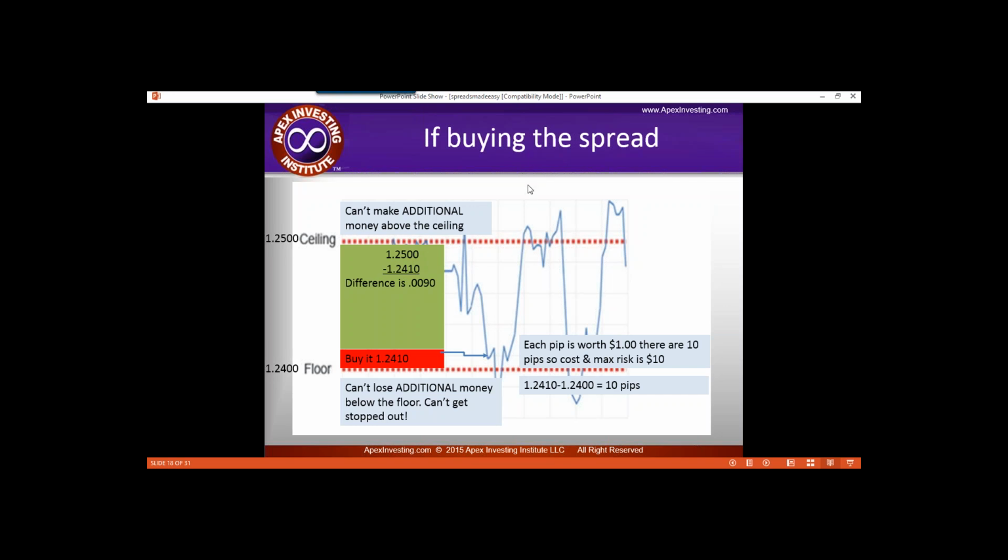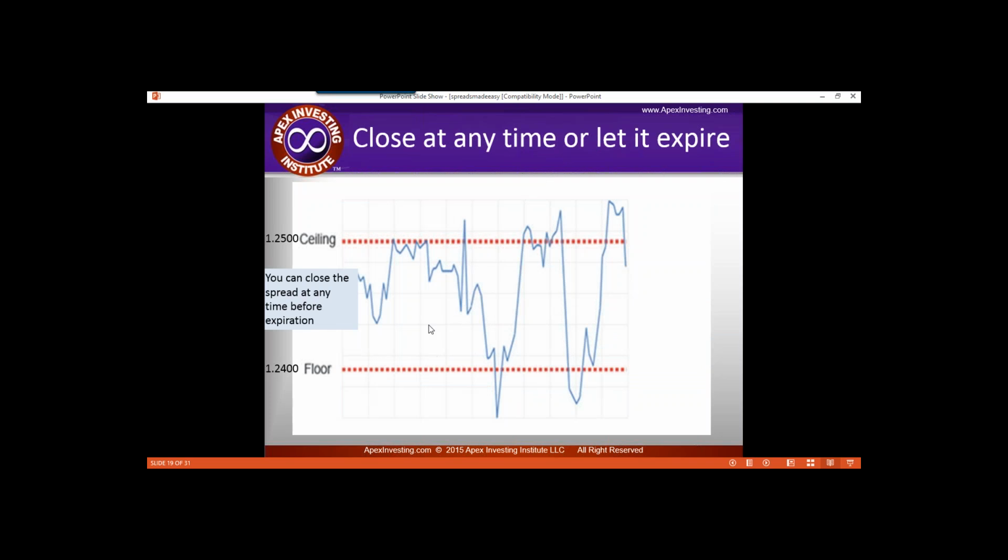If it kept going and going and going, am I still making money up here? No, I'm making money to the ceiling. Okay? So I've got $90, 90 pips of profit potential there. And I can close the spread at any time. If I entered here, it can come down here, and it can pop up here. I can close it here, here. I can close it any time.